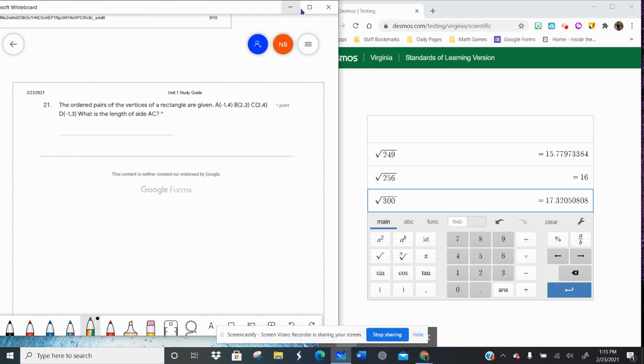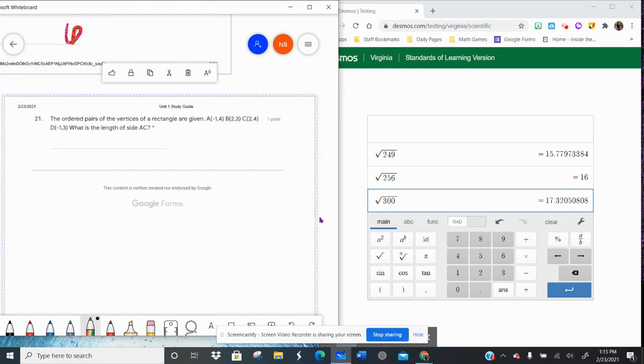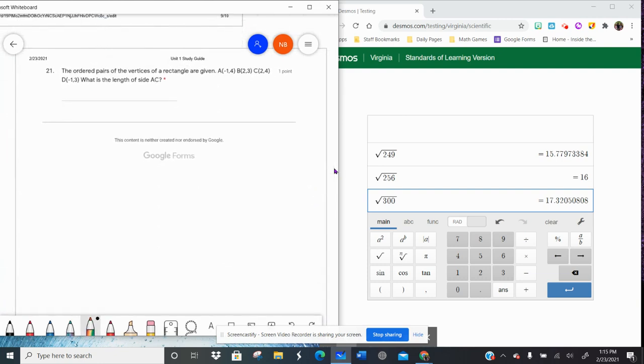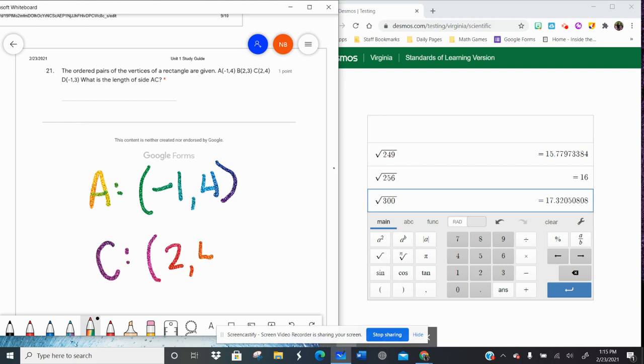All right, it's our last one. I'm going to show you guys a trick on this one. It says the ordered pairs of the vertices of a rectangle are given. Here's point A, point B, point C, point D. If we graph this on the coordinate plane, it would make a rectangle if we connected the dots. What is the length of AC? Here's how you do this without a coordinate plane. I'm going to write down A. Point A is at -1, 4. Point C is at 2, 4.